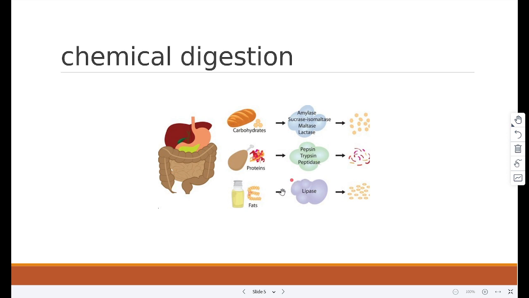Then we have lipases. So, lipases are enzymes produced in the pancreas and secreted into the duodenum. So, they digest lipids into fatty acids and glycerol.